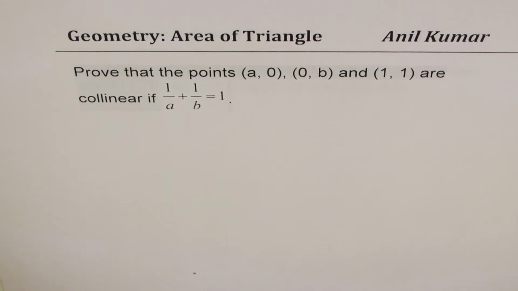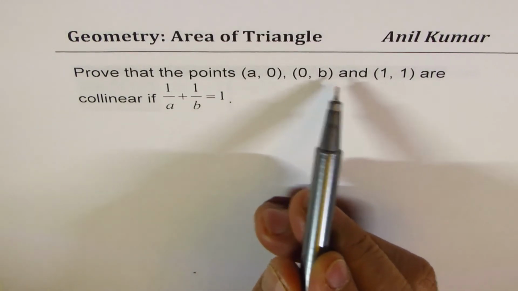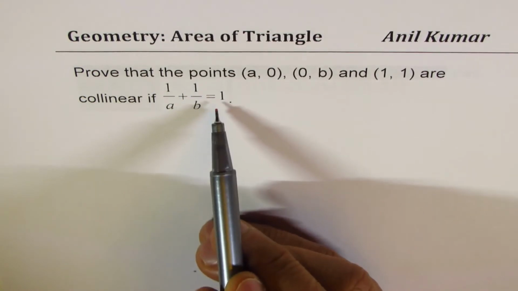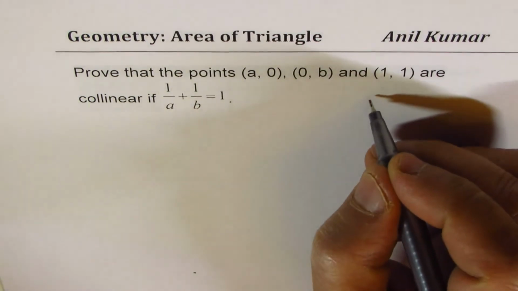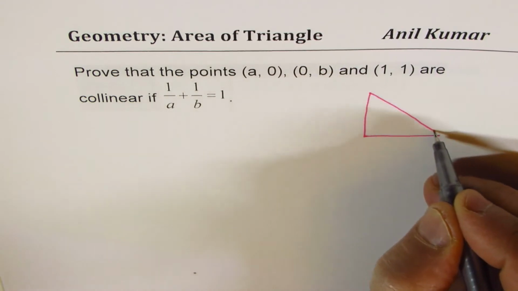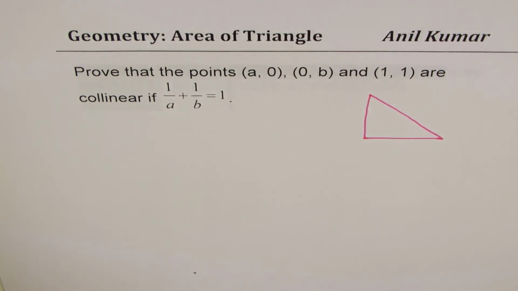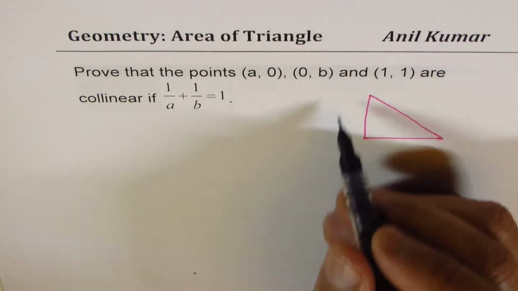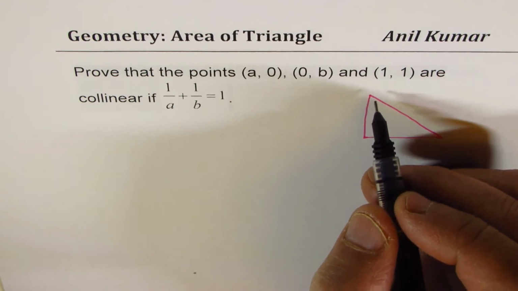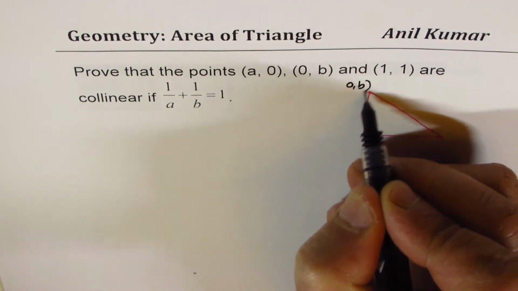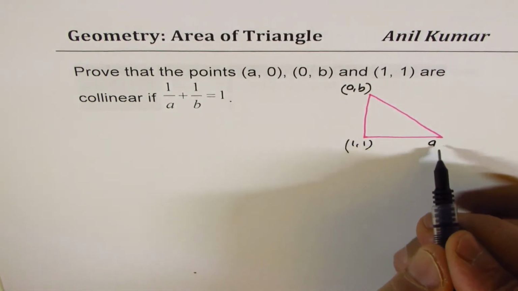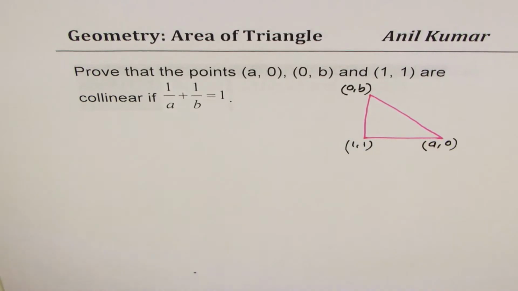We are given, prove that points A, 0, 0, B and 1, 1 are collinear if 1 over A plus 1 over B equals 1. So let's form a triangle here. It seems to be a right triangle if you have points like this. Well, not quite, but anyway. So what I'll do here is just write down these points. Let me call this 0, B, and let me call this 1, 1, and let me call this A, 0. Okay, so that becomes my triangle.